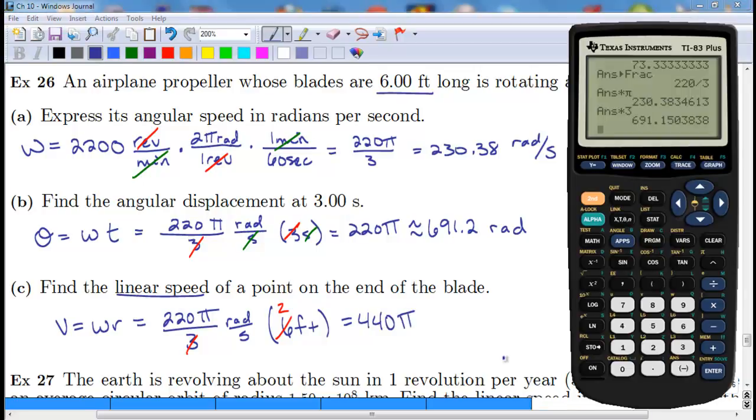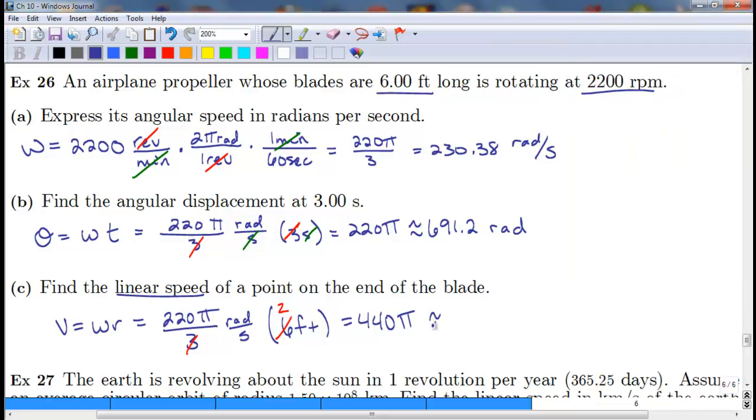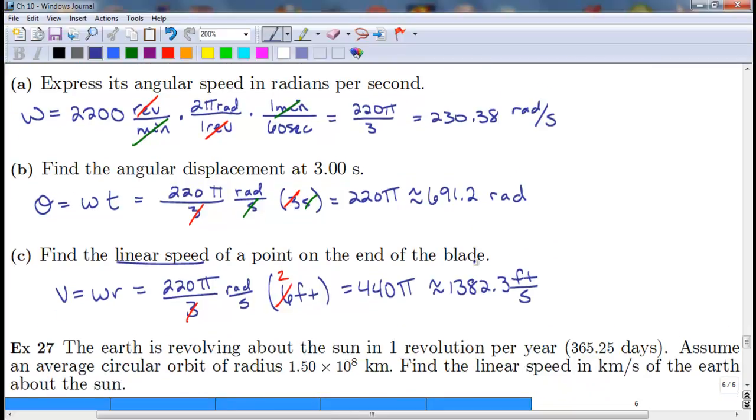If you wanted an approximation, you could just go 440 pi, and you would get that approximation of 1382.3. And again, our units this time now are feet per second. So it would really depend on what you wanted your final answer to be in, if it wanted to be feet per second, inches per second, miles per second. So you would need to make sure that you don't have to do some final conversions at the end.